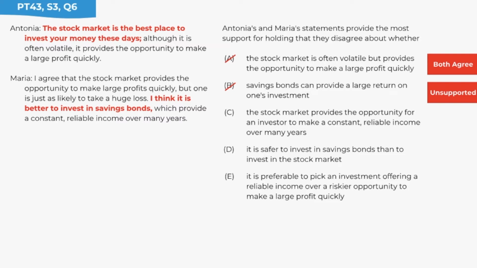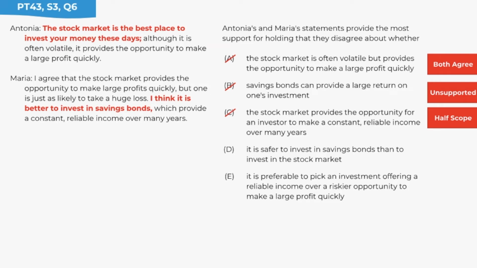Answer choice C says, the stock market provides the opportunity for an investor to make a constant, reliable income over many years. Well, now, Maria says that the stock market provides the opportunity to make large profits quickly, but one is just as likely to take a huge loss. So Maria would disagree with this statement. Maria comes down on this issue. But Antonia doesn't bring it up, doesn't talk about the reliability of the income coming in from the stock market. So this one is only half scope. One person would disagree, but the other person doesn't come down on it.